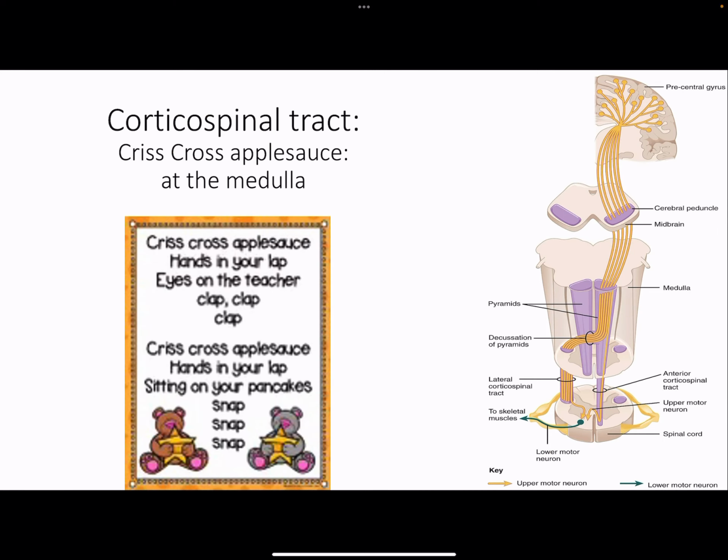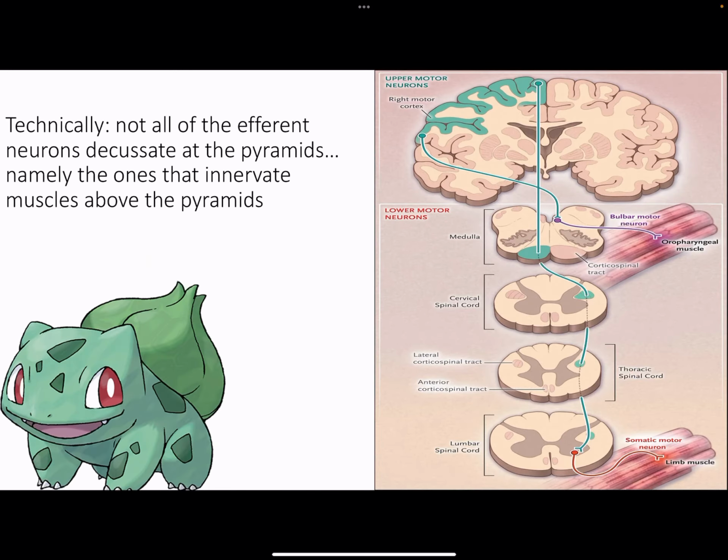Yeah, fun. All right, so some decussations to know. Corticospinal is decussating at the lower medulla. Not all of them technically. Most of the motor tracts are going to go to the arms, legs, abs, things like that. But we do have some motor tracts going to the face, and the face is above the medulla. Here's the right motor cortex. Everything is going to the left side of the body, but they're not decussating at the medulla. They're decussating somewhere else.